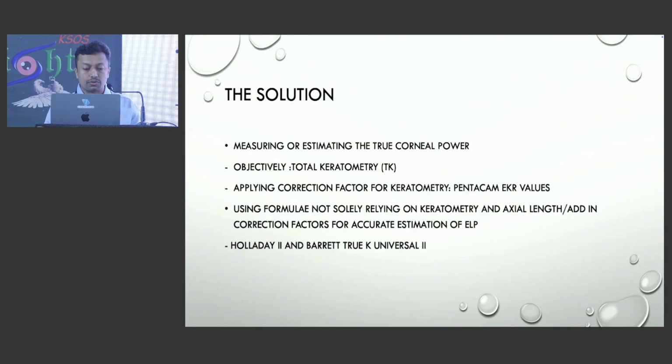So there are two ways to approach. One is measuring or estimating the true corneal power, that is objectively a total keratometer, and applying a correction factor for keratometer, like the Pentacam EKR values. This total keratometry can be done in the newer generation machines like the IOL Master 700. The other method is using a formula not solely relying on keratometer and axial length. Or you can add in the corrective factors for accurate estimation of the effective lens position, like the formulas like the Holladay 2 and the Barrett True K, Universal 2.